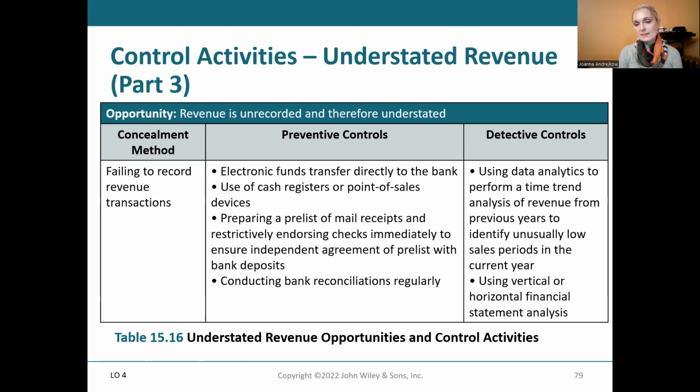And how do we detect it? We can look at data analytics and perform time trend analysis of revenue from previous years to identify unusually low sales periods in the current year, and looking at those financial statements and analyzing them both vertically and horizontally.